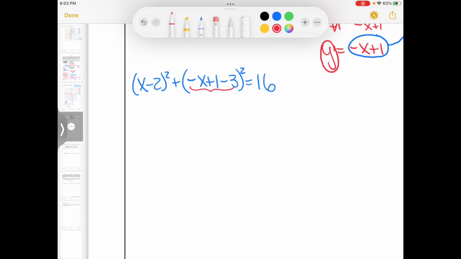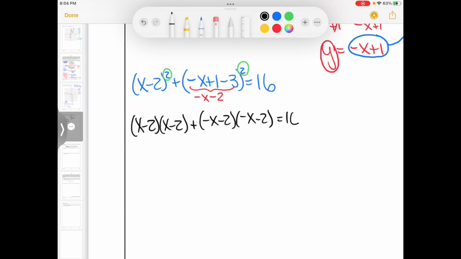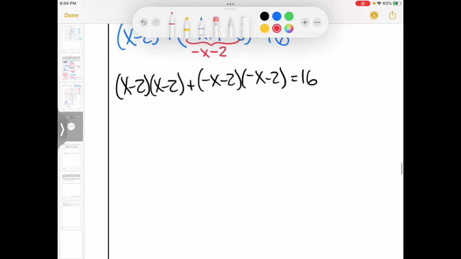So first thing I notice is this is kind of ugly, and I can simplify it. This is actually negative x minus 2 when you combine like terms, because negative 1 plus 3 is a minus 2. Next thing I notice is that these are being squared. Squared means write them out twice. So this is x minus 2 times x minus 2 plus this is negative x minus 2 times negative x minus 2, and the equals 16 comes down.